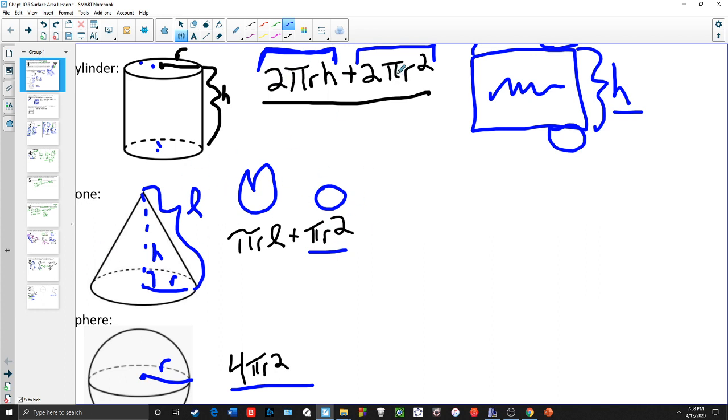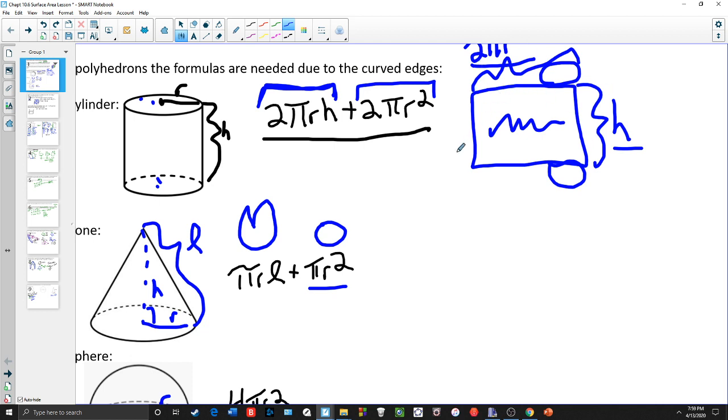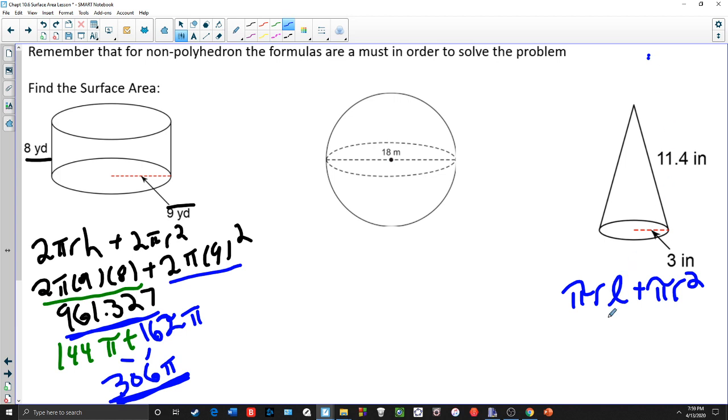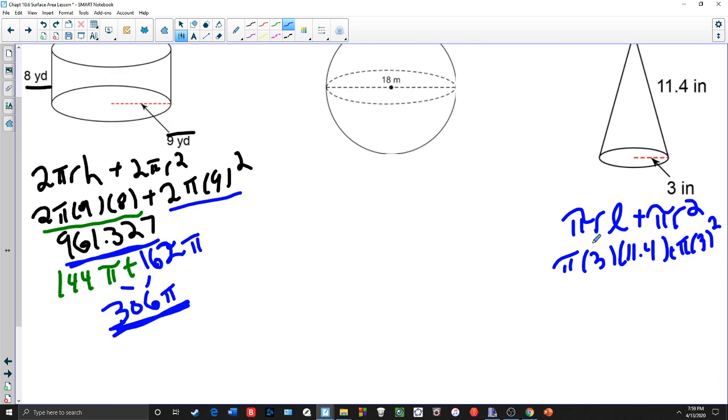The reason that there are 2 right here is because it has 2 circles. And the reason it's a 2 here is because, again, that rectangle has a circumference for its base, essentially. But there's no 2 involved in the cone. So in this case here, all we do is pi times 3 times 11.4 plus pi times 3 squared. Again, 3 goes in for r, 11.4 goes in for L.